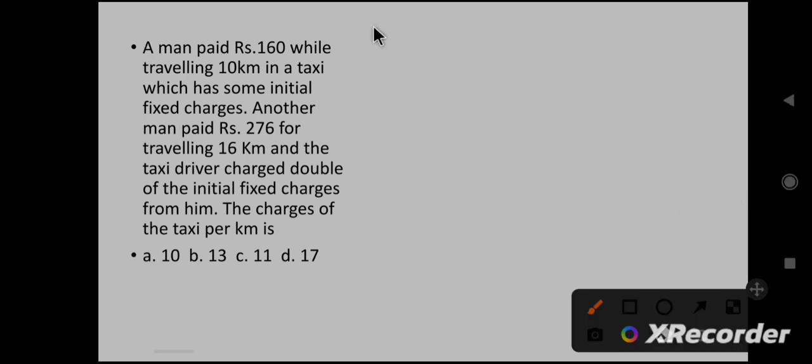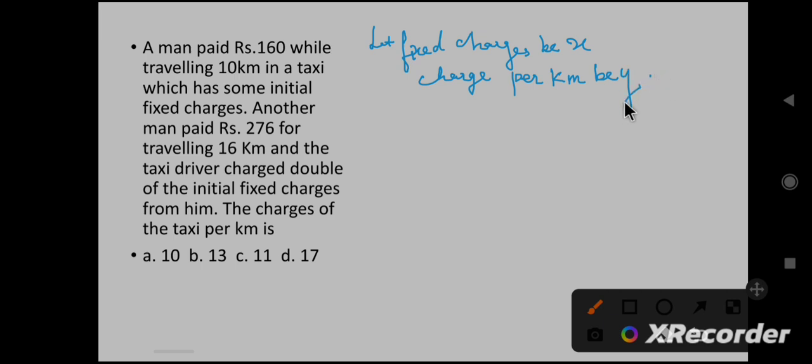So here we can consider that let fixed charges be x and charge per kilometer be y. According to these statements, a man paid 160 rupees while traveling 10 km in a taxi which has some initial charges. Let the initial charges be x, plus for 10 km he has paid 10 into y. So this is our first equation.